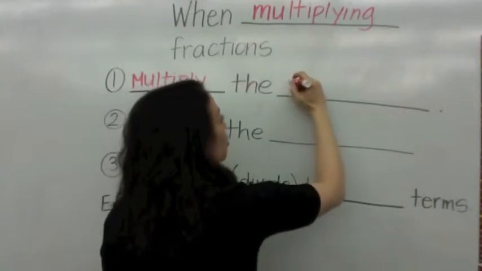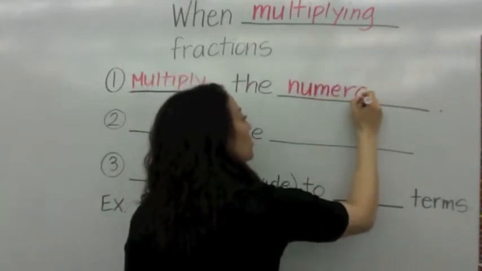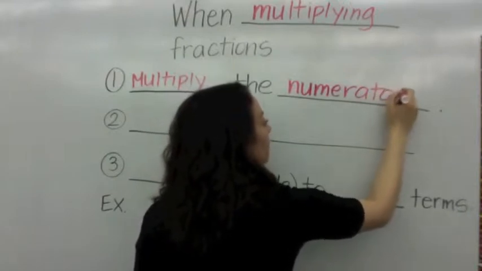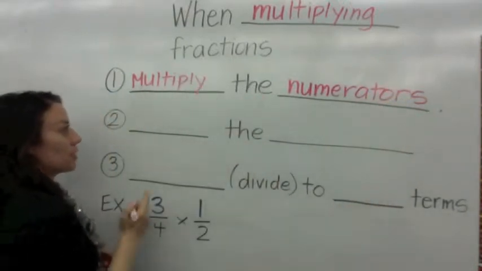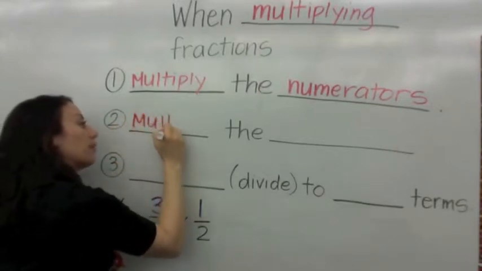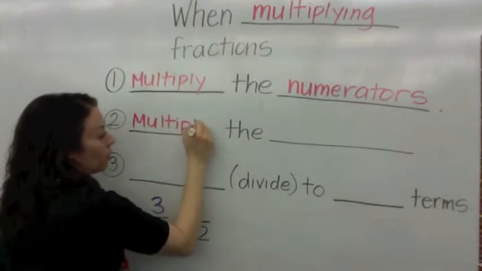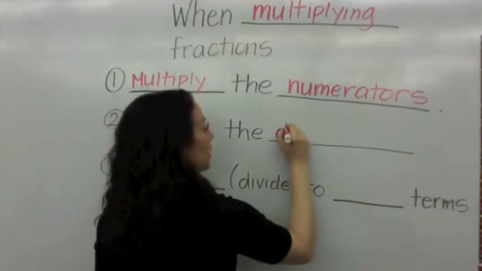It's called the numerator, right? The numerator. That's the number at the top. So multiply across the top, multiply the numerators. Okay, then you want to, step 2, what do you think? Multiply the bottom. The bottom numbers are called the, what are they called? The denominators. Good.